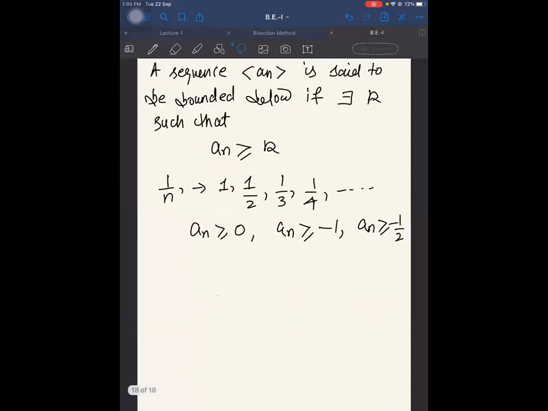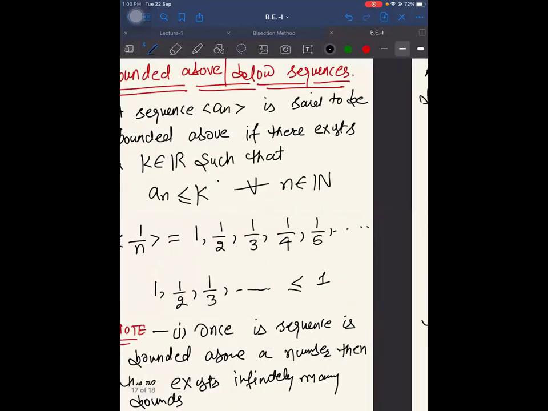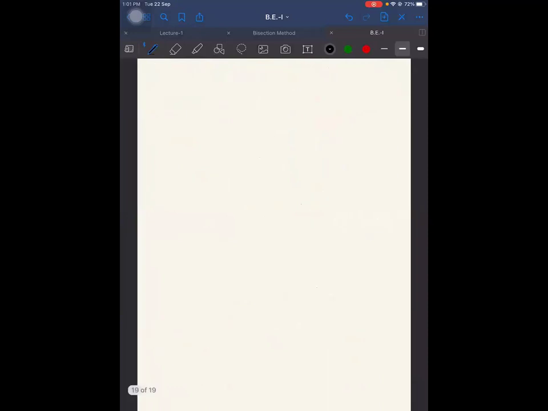So I would put the same note over here, that once a sequence is bounded below by a number, then there exists infinitely many lower bounds. This we will call a lower bound. Here we say there exist infinitely many upper bounds. Is it fine? Right? The next story is a bit interesting, but we don't have that much time left now, so we will continue it tomorrow.